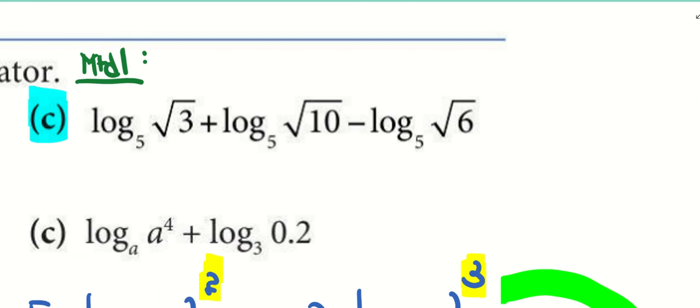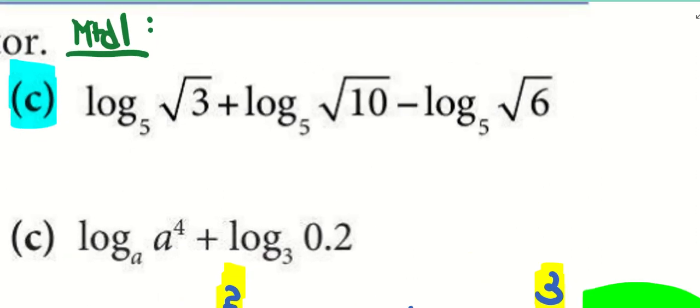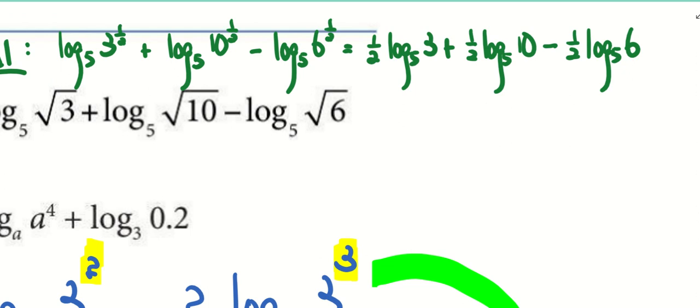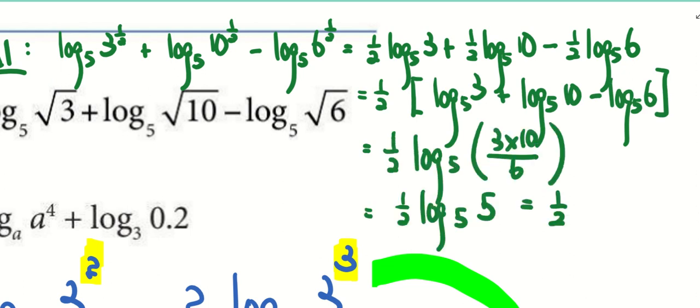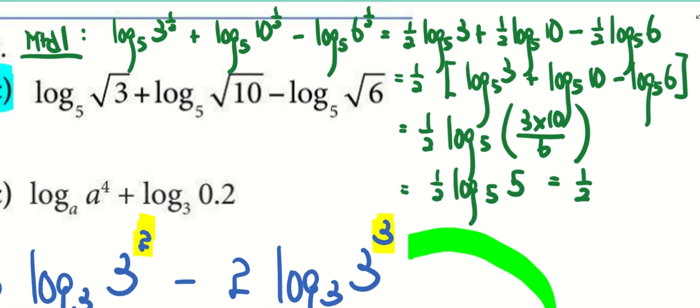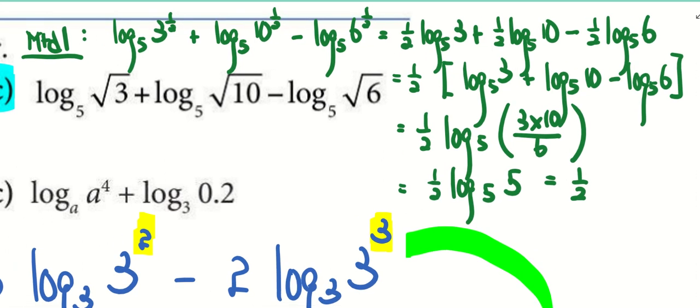So for part C, what Jeff did was, oh teacher, all the square roots can be written as power half. So I changed all the square roots to power half, then I made use of the power law. So after applying the power law, I will need to factorize it. After that, I'll use the product law. Product law, quotient law, for those with the same base. So method 1 will allow our answer to be just half.